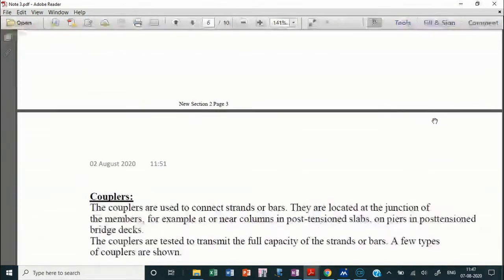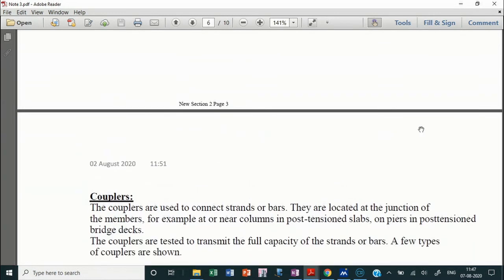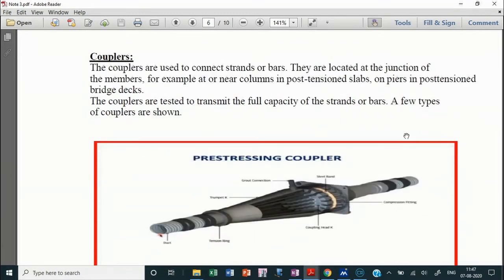Okay, another thing that is very important is the coupler. Jack is very important, of course, but I think this is the same as that of the post tensioning system. Anchorage and jacks are very important. And the second thing is the coupler.